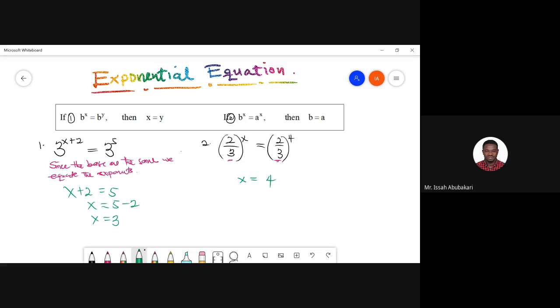But please, for your work to be nice and to tell the examiner that you know what you're doing, just write the reason why x is equal to 4. And the reason is what? Since the bases are the same, we equate the exponents, and we get x is equal to 4.